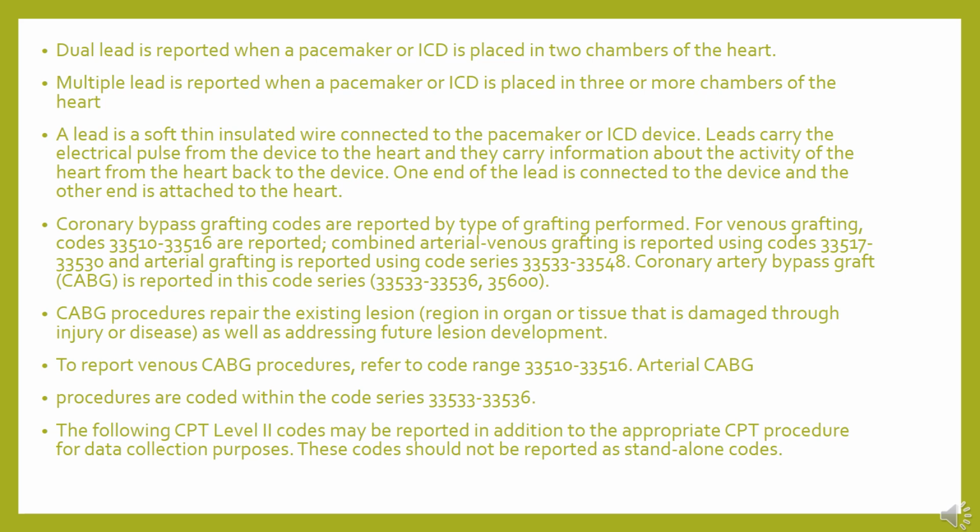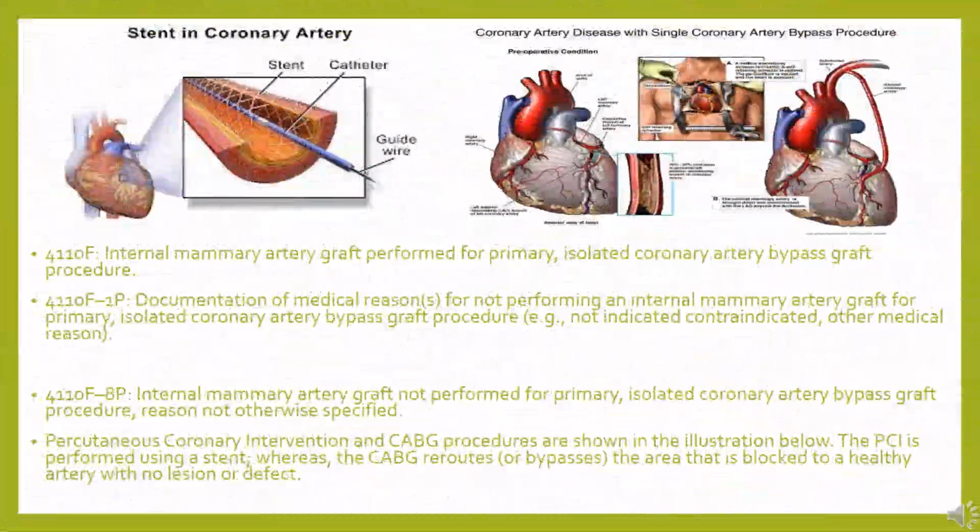These codes should not be reported as standalone codes. 4110F: internal mammary artery graft performed for primary isolated coronary artery bypass graft procedure. 4110F 1P: documentation of medical reasons for not performing an internal mammary artery graft for primary isolated coronary artery bypass graft procedure, e.g., not indicated, contraindicated. Other medical reason. 4110F 8P: internal mammary artery graft not performed for primary isolated coronary artery bypass graft procedure.